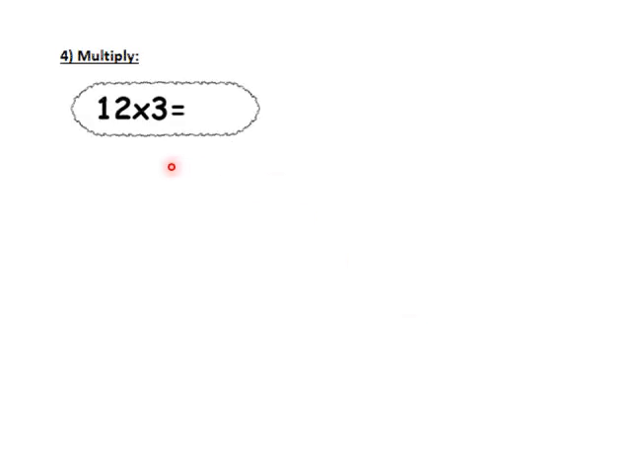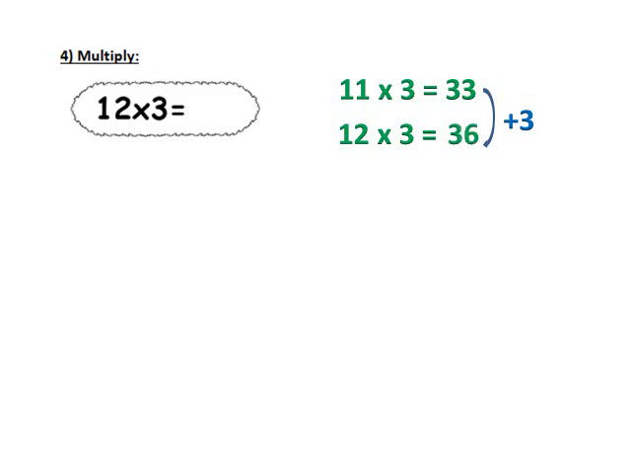Okay, now let's multiply 12 times 3. I will use the first way. I know that 11 multiplied by 3 is 33. To get 12 times 3, I will add 1 three. 33 plus 3 is 34, 35, 36.